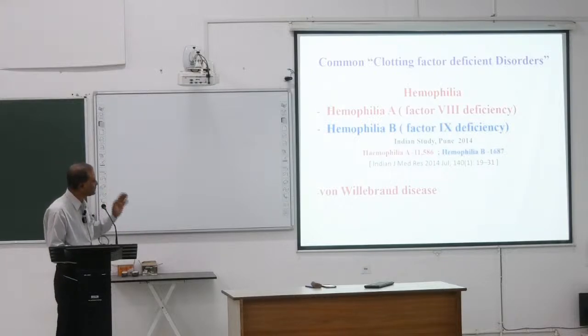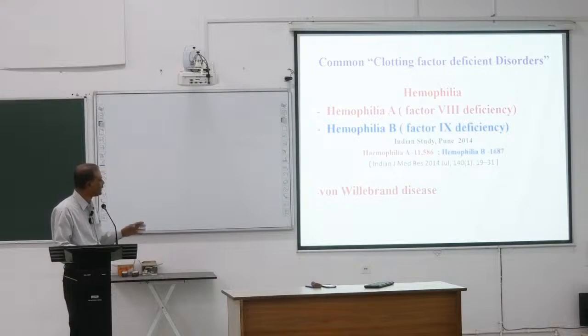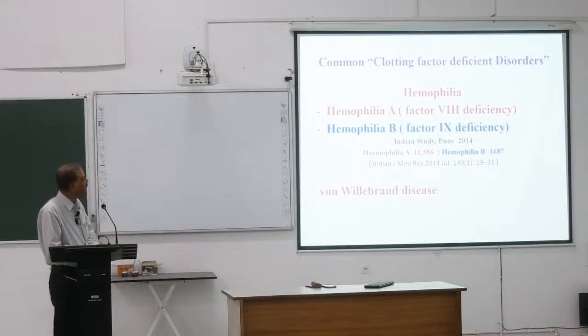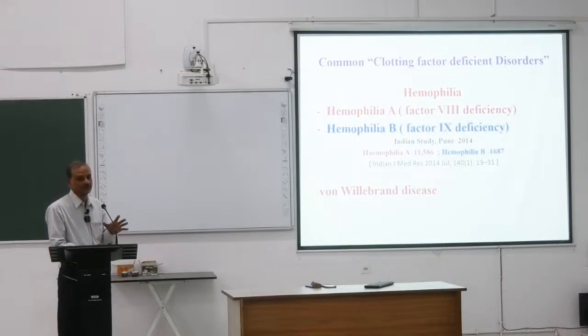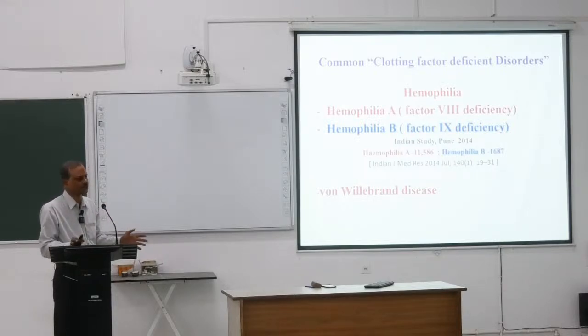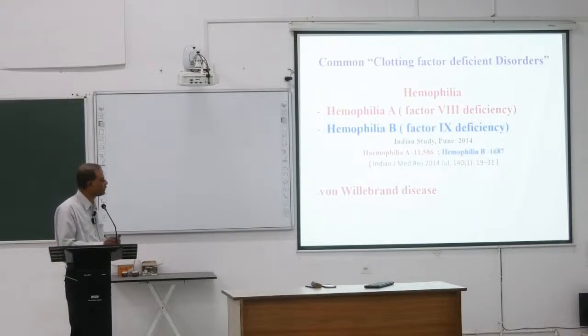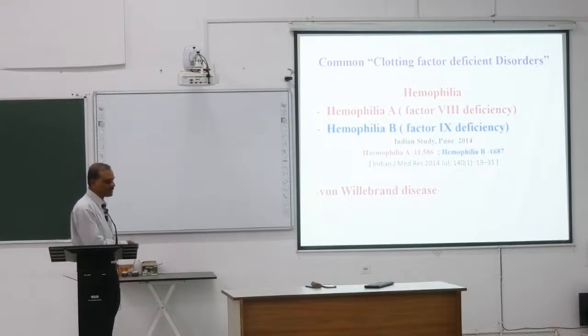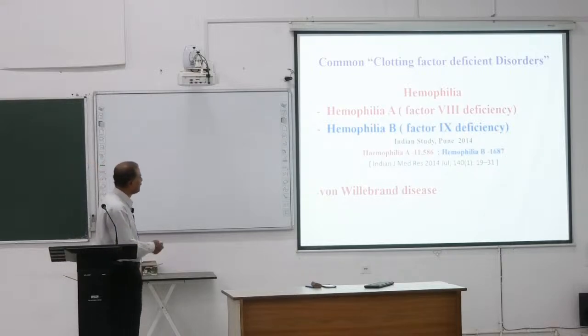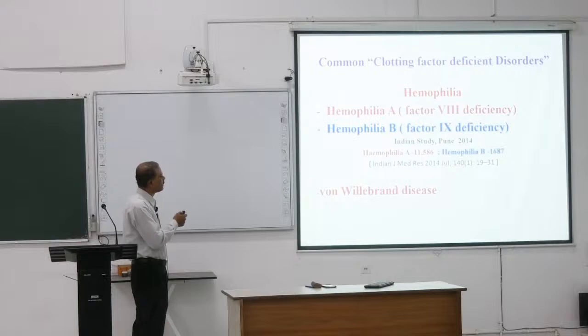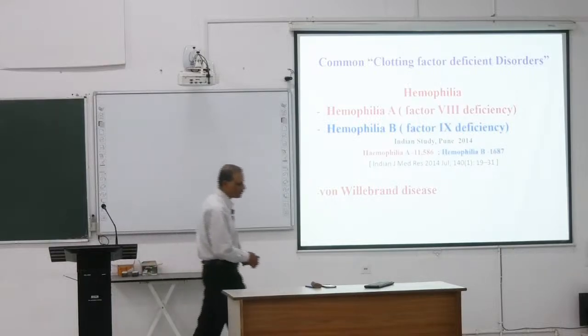And in India, there was a study in 2004 from Pune, and they estimated the total number of hemophilia patients in India, detected cases, about 11,586. There are many undetected cases. Hemophilia B compared to that is 10 times less than hemophilia A, and there is another disease called von Willebrand disease. So just remember the most common clotting factor disorder is hemophilia, and hemophilia A constitutes the bulk.